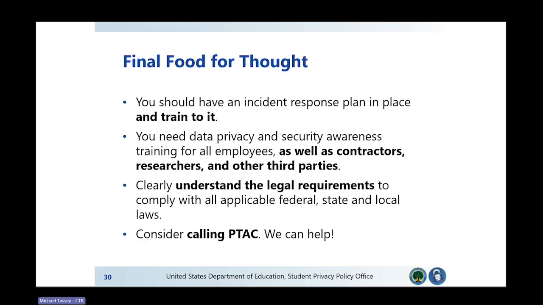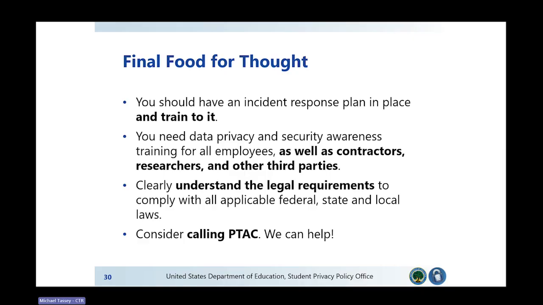You're going to need data privacy and security awareness training for all your employees. It's not just students. It's not just teachers or administrative staff. It's employees, all your staff, your contractors, any researchers you work with, or requiring it for third parties in general, right? You would protect your data this way. So make sure that the third parties that touch your data have similar requirements around data privacy and security awareness. Understanding your legal requirements to comply with applicable federal, state, and local laws, hugely important.